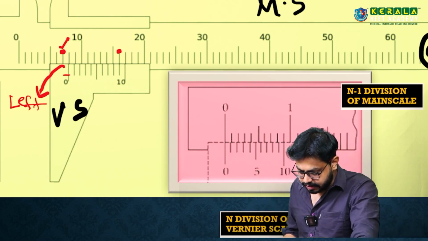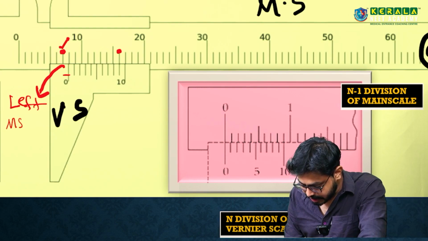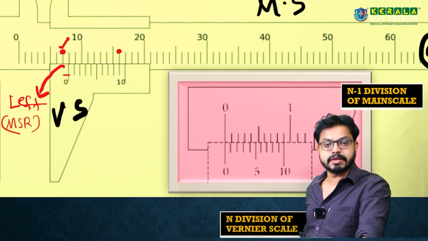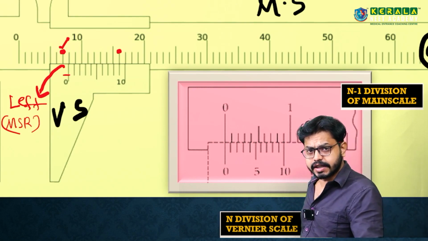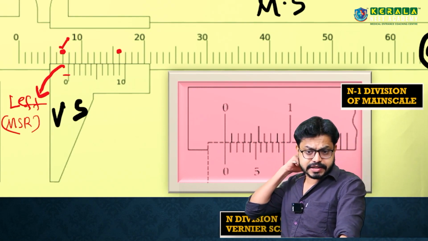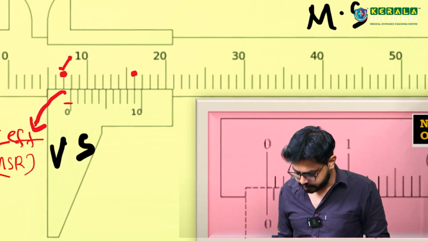Okay, next is the vernier scale reading. This is the main scale reading, the MSR. What do you mean by MSR? Main scale reading. Next I'll tell you about the vernier scale reading. How much does it coincide with the main scale? Listen.